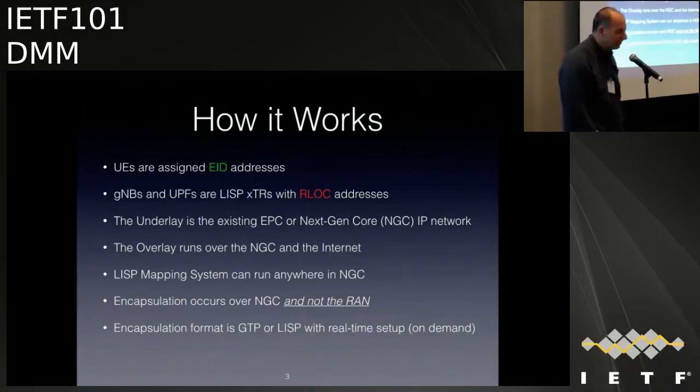It is the underlay. The overlay runs over the NGC and the internet, and that's another holistic view where maybe an eNodeB can encapsulate a packet to a top-of-rack router in a data center. Talk about that later. The Lisp mapping system can run anywhere in the NGC, and at this point in time, the recommendation is the carrier would manage this mapping system. That's modulo where the roaming scope is for the EID. Encapsulation occurs over the NGC and not the RAN. We will not have encapsulation overhead on the bandwidth and resource sensitive RAN.